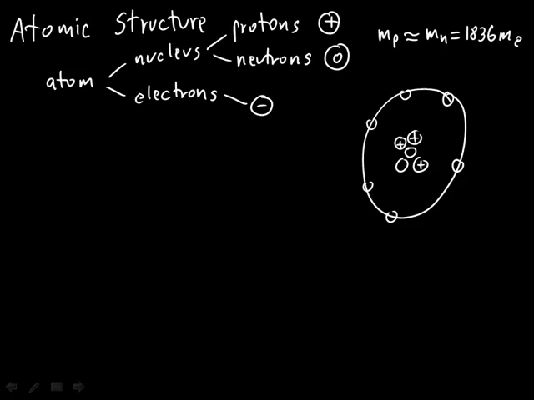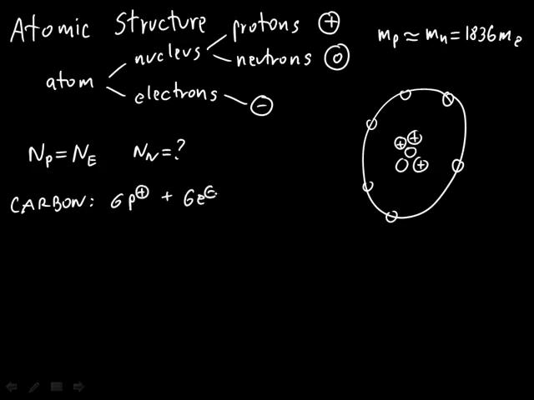Now, the number of protons in the nucleus is equal to the number of electrons to satisfy charge neutrality. But that doesn't tell us anything about the number of neutrons in a nucleus. And indeed, the number of neutrons can vary in a nucleus with a given number of protons. For example, carbon has 6 protons and 6 electrons, and that is what makes it carbon. But for that given number of protons, there are 3 variants of carbon which all exist.